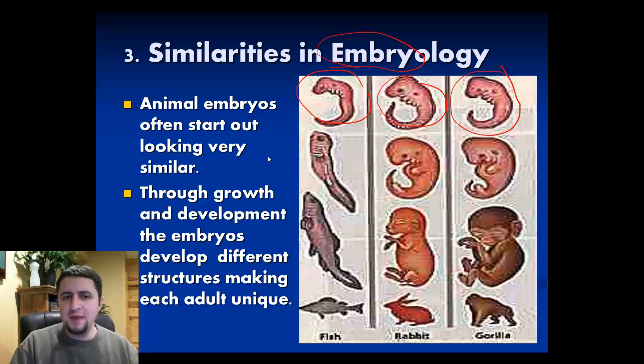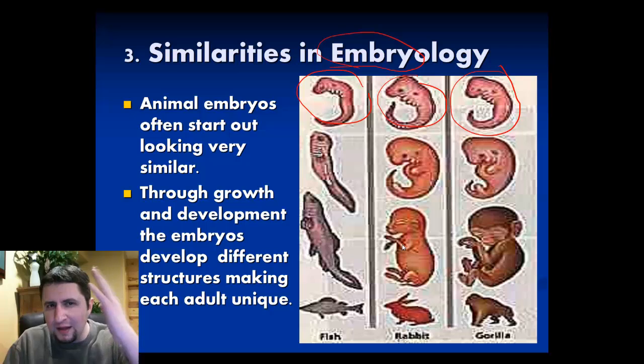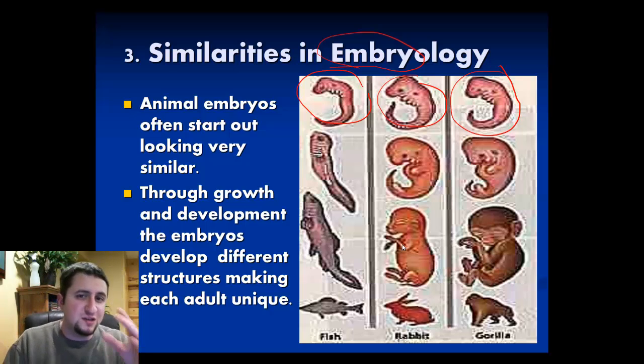Now, eventually, as life goes on and these organisms develop, they become different, or they start to look very different. Obviously, a gorilla looks a lot different than a fish, but at one time in their lifespan, they shared some very big similarities, and those similarities were when they were an embryo. Do you think that could have happened by random chance?